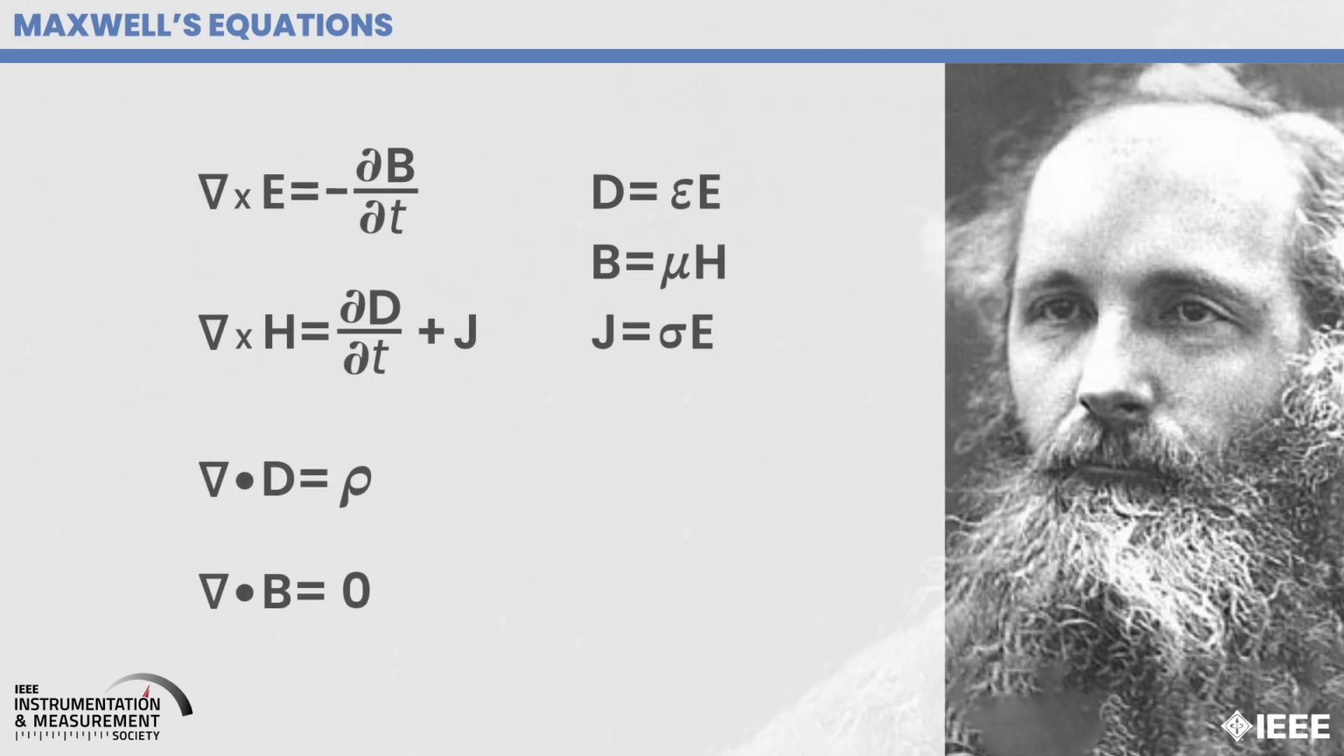The electromagnetic properties appear in Maxwell's equations. In Maxwell's equations, J is the current density, E is the electric field intensity, D is the electric flux density, H is magnetic intensity field, B is magnetic flux density, and P is the charge density. These equations are always satisfied.